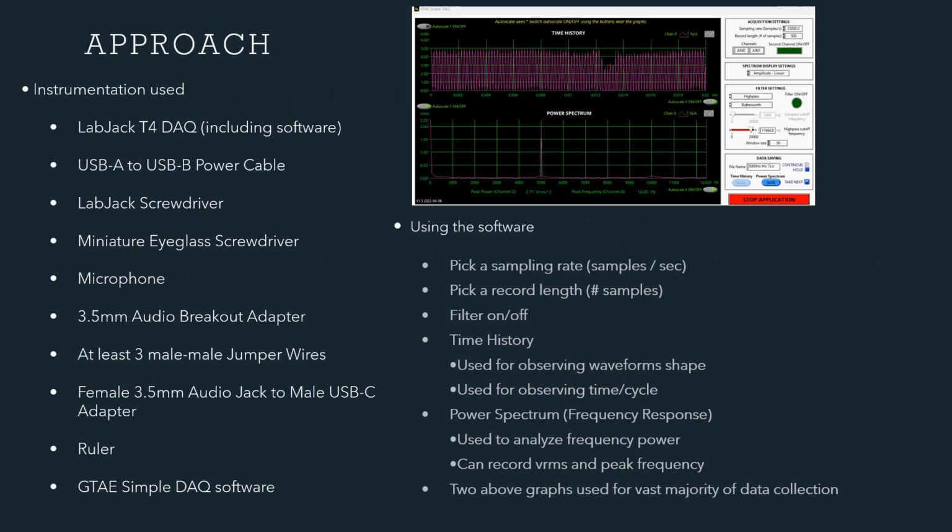So the approach for this lab was initially using a LabJack T4 DAQ and then also the GTAE Symbol DAQ software. That is what is shown on the top right and what was used for almost all measurements. In the software, we can pick a sampling rate, record length, filter, and in the time history, we can observe the waveform shape and other such components. In the power spectrum, the bottom graph, that is a frequency response, and we can use that to analyze frequency power and can record VRMS and peak frequency.